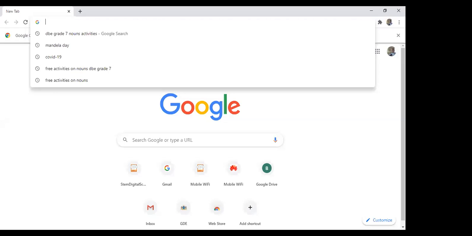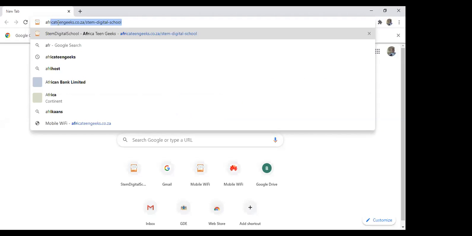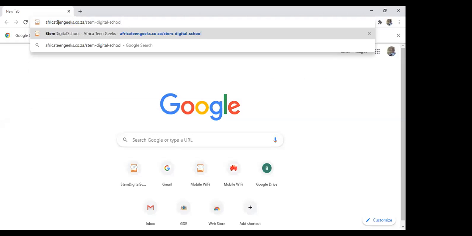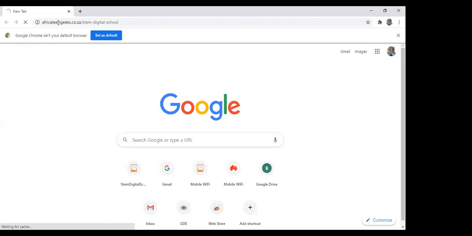So what you had to do was to open your web browser, whatever browser you use, it doesn't matter. Then write africateengeeks.co.za/STEM-digital-school. Then enter. Let us wait for it to load. So this is the procedure that you had to follow so that you can get access to the paper.